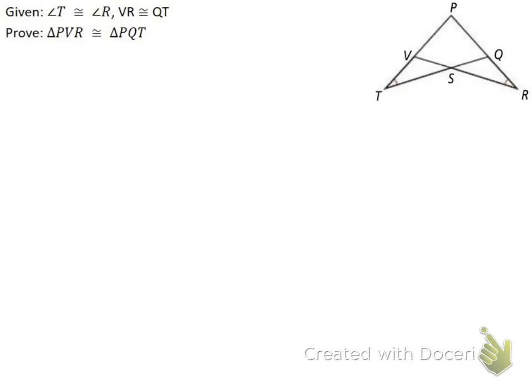Flip over to the back. One more. This one's going to be a little bit different because I have a different overlap than the other two. I know that angle T is equal to angle R, and I know that VR and QT are equal to each other. So I'm going to trace these triangles now. These are the triangles that I'm trying to get to be equal to each other. So I've got a purple and a yellow triangle.